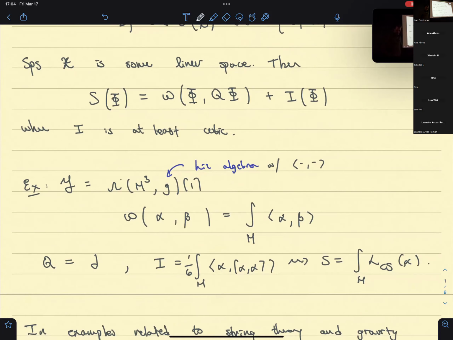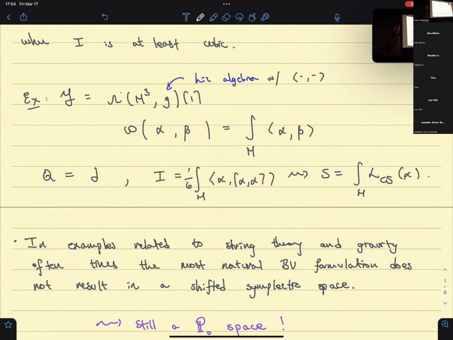The example one should always give is the following. Let M be a 3-manifold, and G a Lie algebra. I look at, sorry, that should say X, the de Rham forms on the 3-manifold with values in G shifted down by 1. There's a shifted symplectic form on this space, which is just wedging and integrating. Here I'm assuming G is equipped with an invariant metric, and I'm using that to define this shifted symplectic structure. This is a -1 shifted symplectic structure.